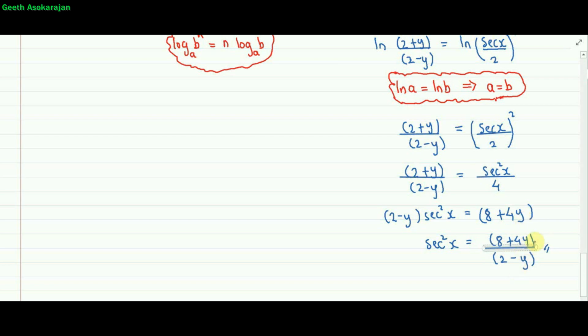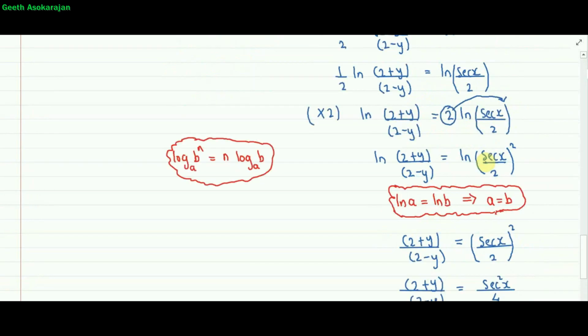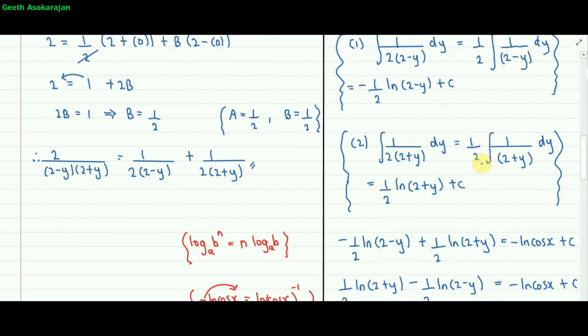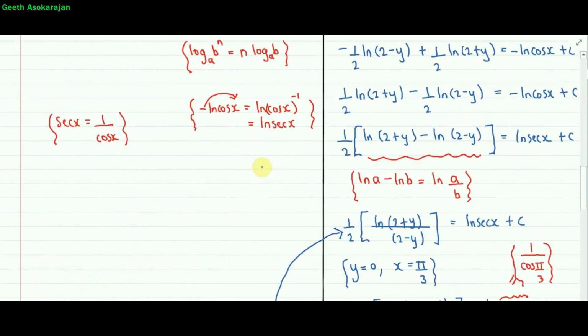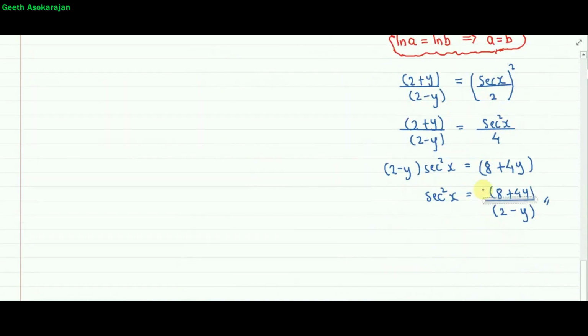So I believe that that's going to be the answer to this one. That should be the solution they're looking for in part B of this particular problem, question number 7. As you can see, we wrote our answer in the form sec squared x equals a function of y. We wrote it as sec squared x on the left and a function of y on the right. So that completes part B.